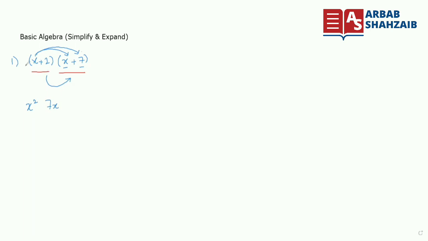So we need to see what is the sign of x, what is the sign of 7. If plus plus, then plus. Means what is the relationship of sign? Plus plus is plus, minus minus is plus, and plus minus is minus. Whenever we have same sign we always get positive, and when we have different sign like plus minus or minus plus, it is always negative.